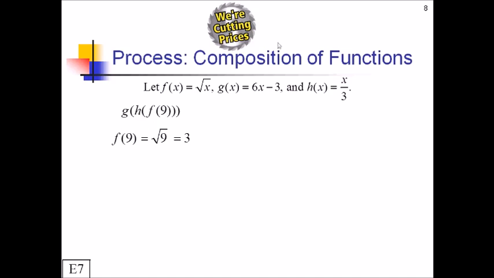So h takes a number and divides by 3. So we're doing h of this number 3, and dividing that by the 3 that is in the h function itself, so don't mix up those 3's. That gives us 1. And then this 1 finally gets plugged into the g function, so that's going to be 6 times 1 minus 3, which gives us, ironically, 3. So that's the price of a hammer after all these discounts are applied.